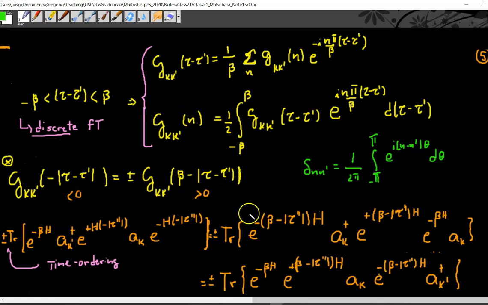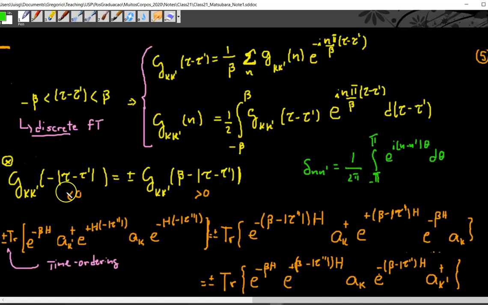by noting a couple of points. The first one is that I don't need to take this integral from minus beta to beta. I can take it from zero to beta, since this Green's function has an interesting symmetry around zero.